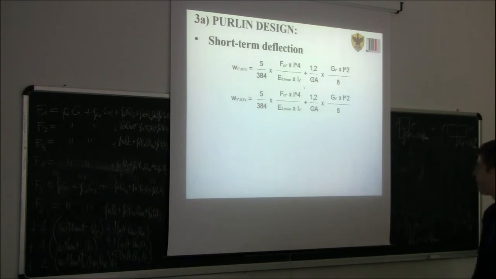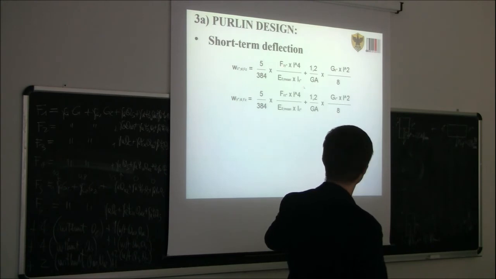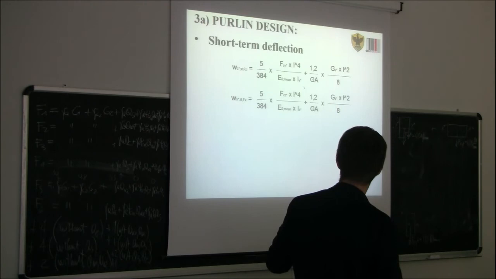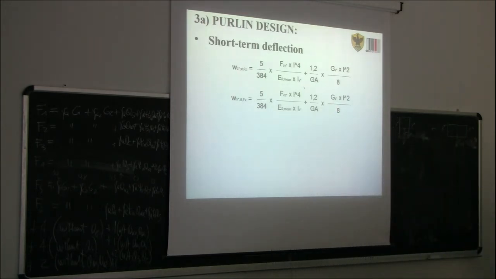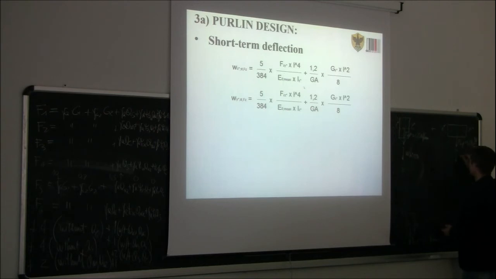For the short-term deflection, we need to remember that we have to add to the bending component of the deflection also the shear component of the deflection. So what would be the W, let's say WZ star in the short term? So here we would get WZ star ST short term Fz. And here we will get a WY star.